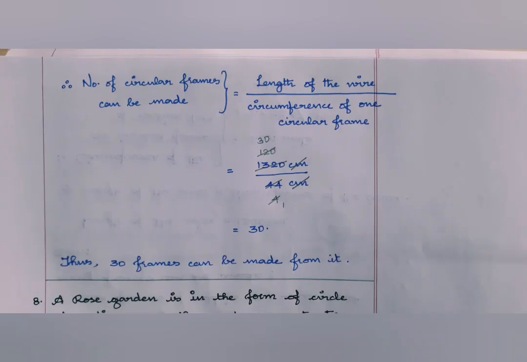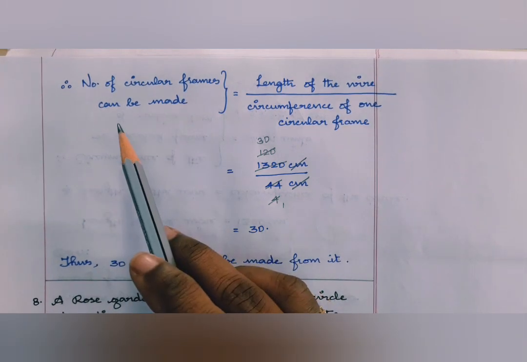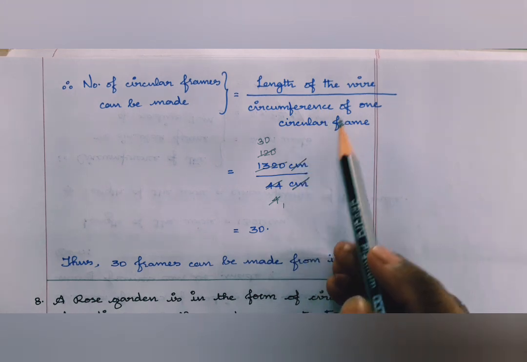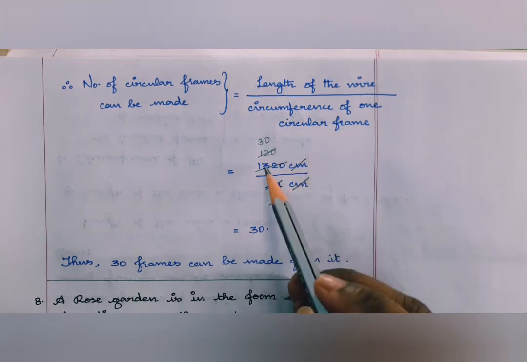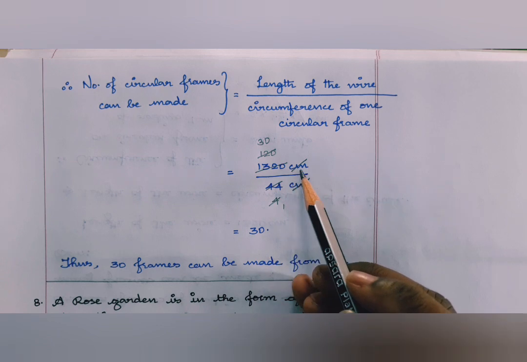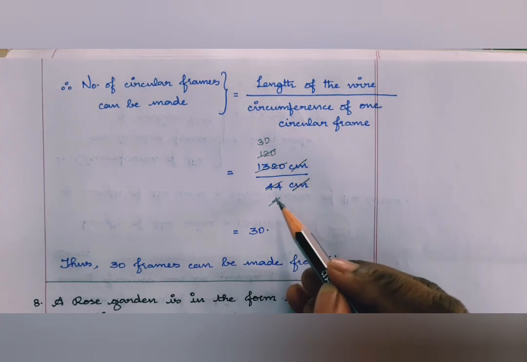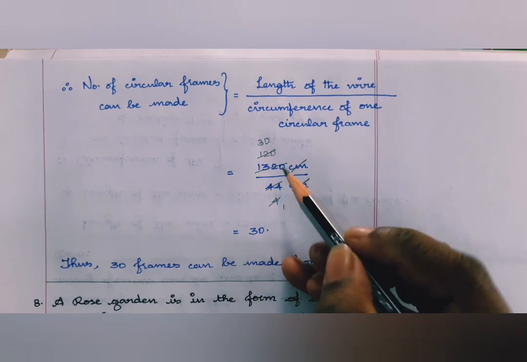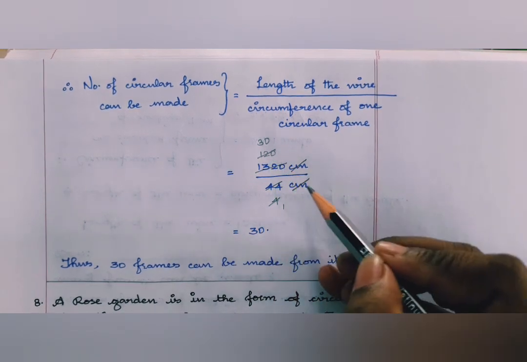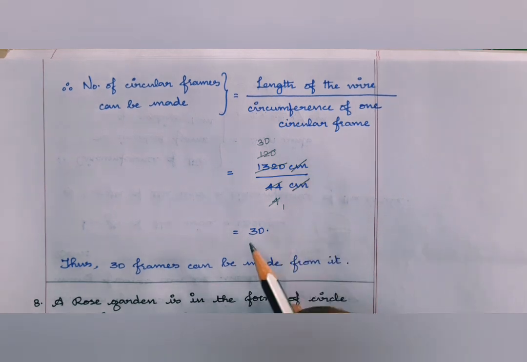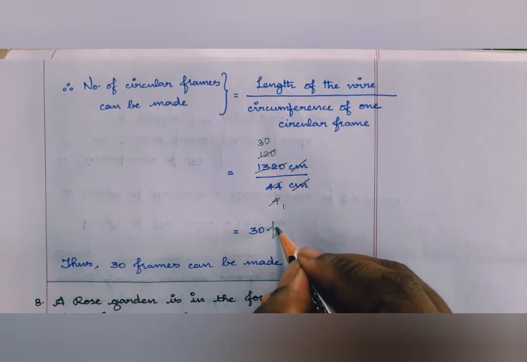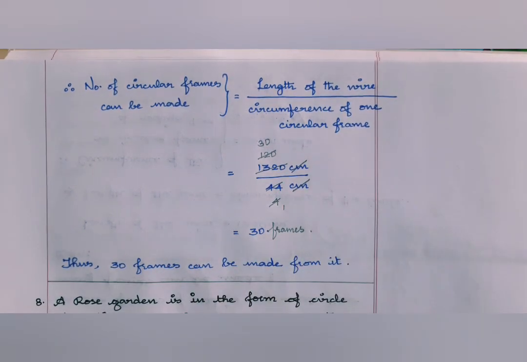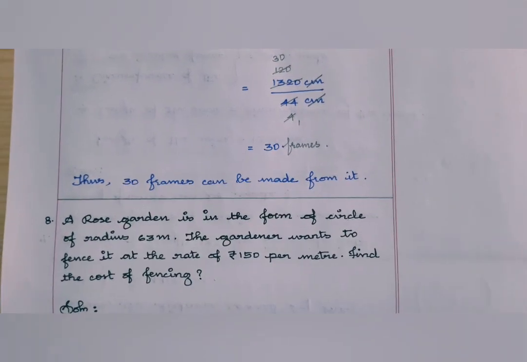Clear? Therefore, the number of circular frames that can be made is the length of the wire divided by the circumference of one circular frame, which is 1320 centimeter by 44. So, 4 11s are 44 and 120 11s are 1320. 1 4 is 4, 3 4s are 120. Centimeter cancel. Therefore, the number of circular frames which can be made is 30. Thus 30 frames can be made from it.